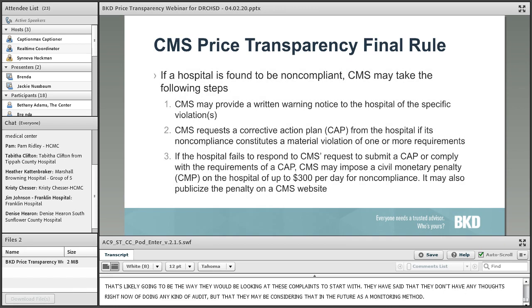They have said that they don't have any thoughts right now of doing any kind of audits, but that they may be considering those audits in the future as a monitoring method.